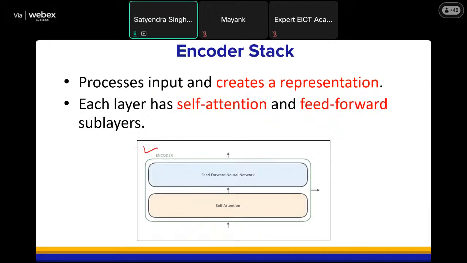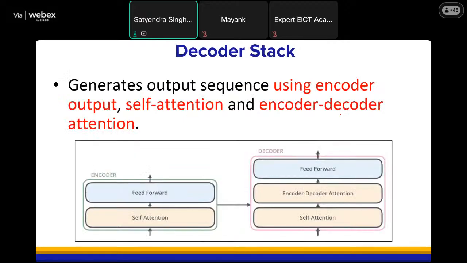And each encoding layer has two main tasks: the self attention mechanism and the feed forward neural network. So each encoding layer takes the input and creates a representation as an output. And how is it done, how does it create the representation? It has self attention and feed forward sublayers. Whereas on the decoder side, you have feed forward and self attention, but you have an extra sublayer called encoder decoder attention that generates the output sequence.